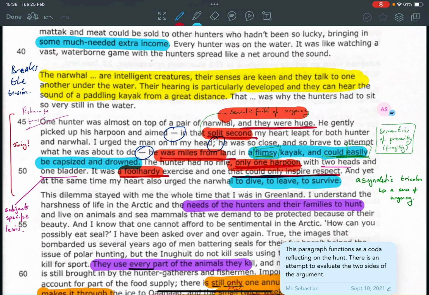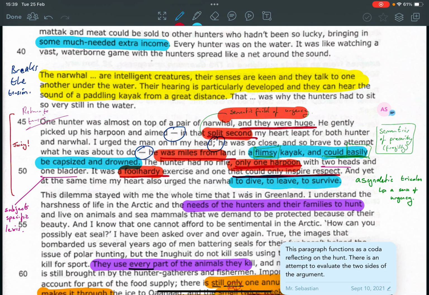We break the tension. So why have I written that? It breaks the tension with this yellow section. Just as the tension is mounting for the women, especially watching the men through their binoculars, we suddenly pull away from the chase. So the tension builds and pulls away, builds and pulls away. So the narwhal are intelligent creatures, their senses are keen and they talk to one another underwater, their hearing is particularly developed and they can hear the sound of the paddling kayak at a great distance.